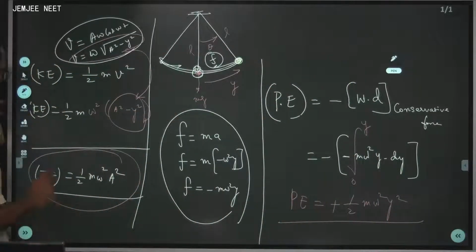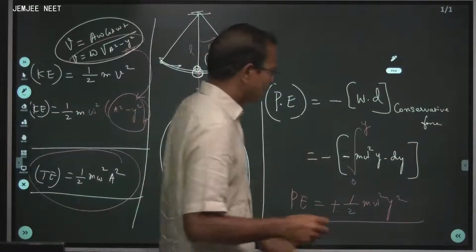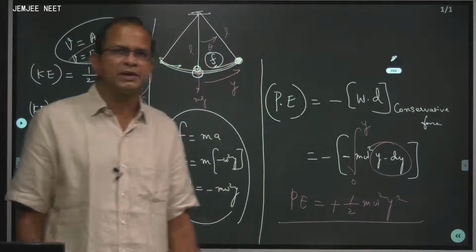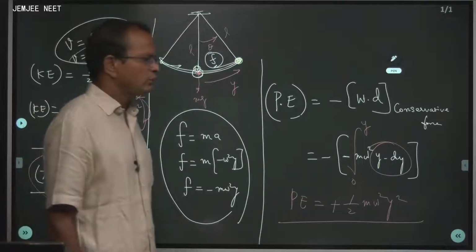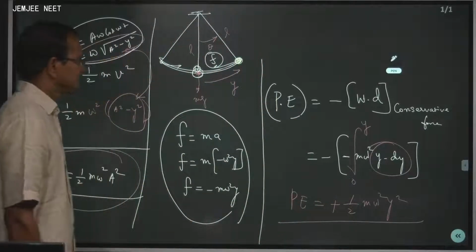This is the total energy. Sir, in potential energy, how does the half cancel? Integration, y into dy. Y square by 2. Y power 1 into dy, the integration is y square by 2, no? You got it. Yes, sir.